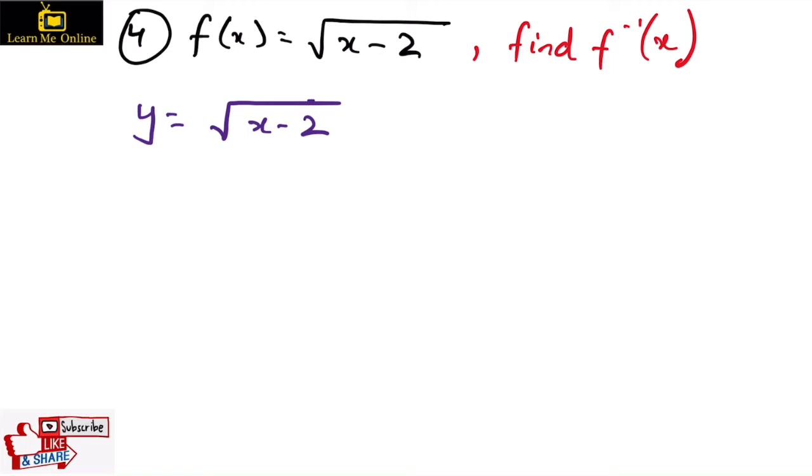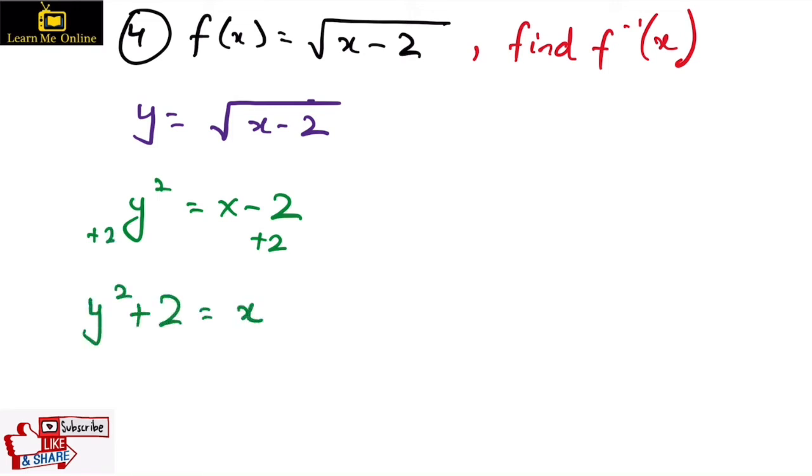The next step is to rearrange in such a way that you'll be able to make x the subject. So first we need to get rid of this square root. To get rid of this square root, you do the square on both the sides. So the inverse of the square root is the square. So you would have y squared equals x minus 2. We still have to make x the subject, so you do plus 2 on both the sides and you'll get y squared plus 2 equals x.